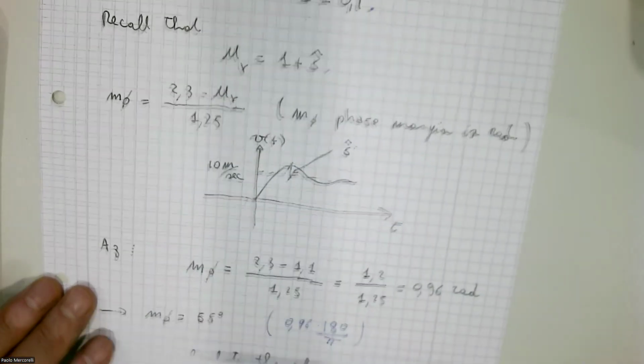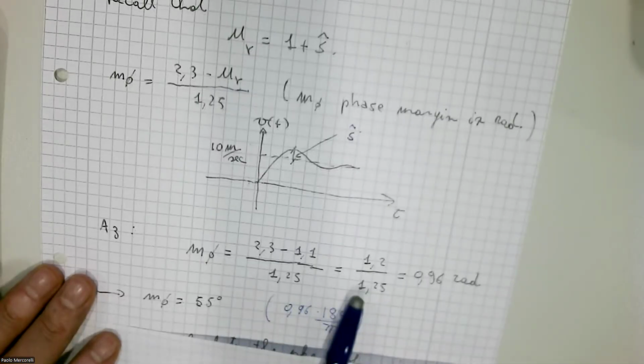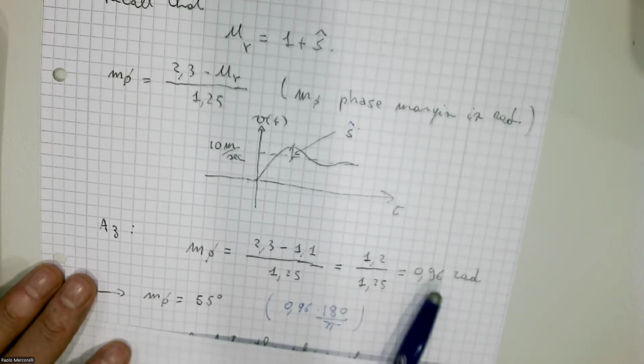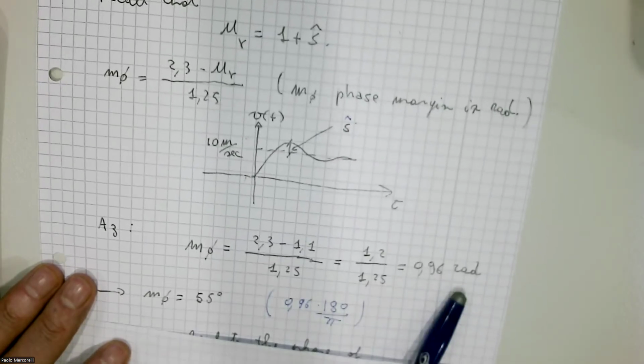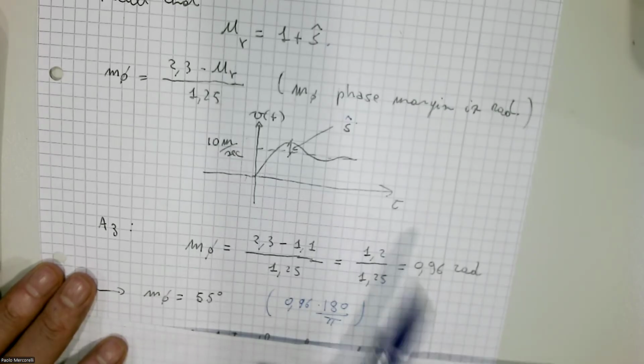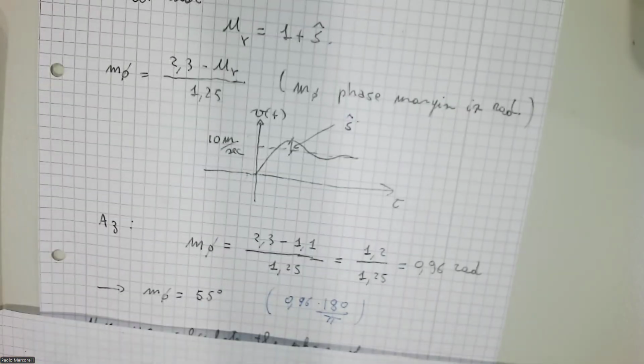Therefore, M phi, phase margin. I will come back to this with the diagram. This calculation, I think, is clear. We have it in radiant, I will tell you next time. You have to remember that M phi is in radiant. It is not easy to remember because you have an arctangent. Typically, everything is in radiant. Not typically, must be in radiant.